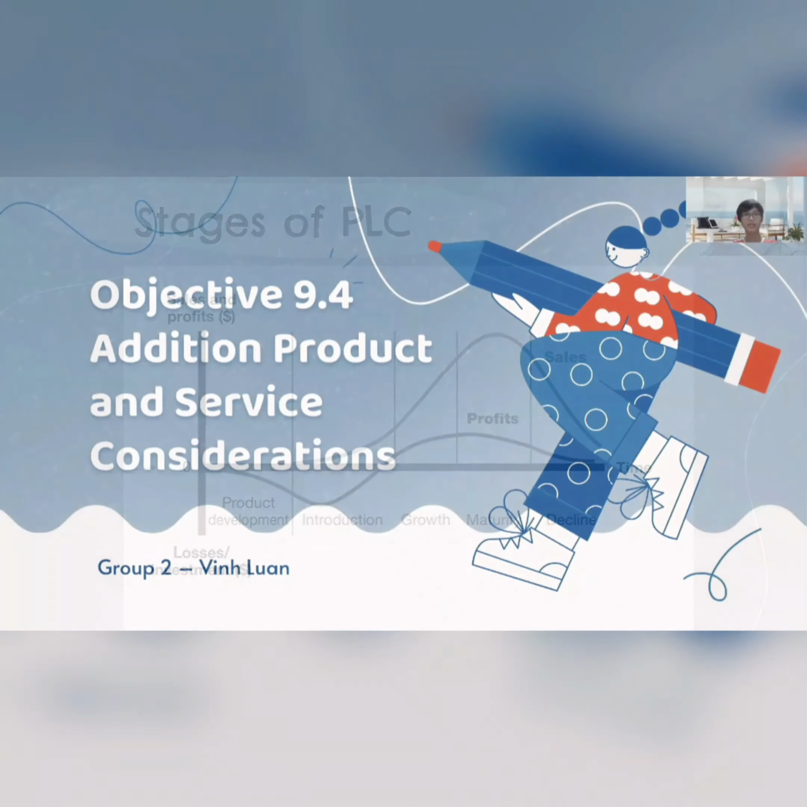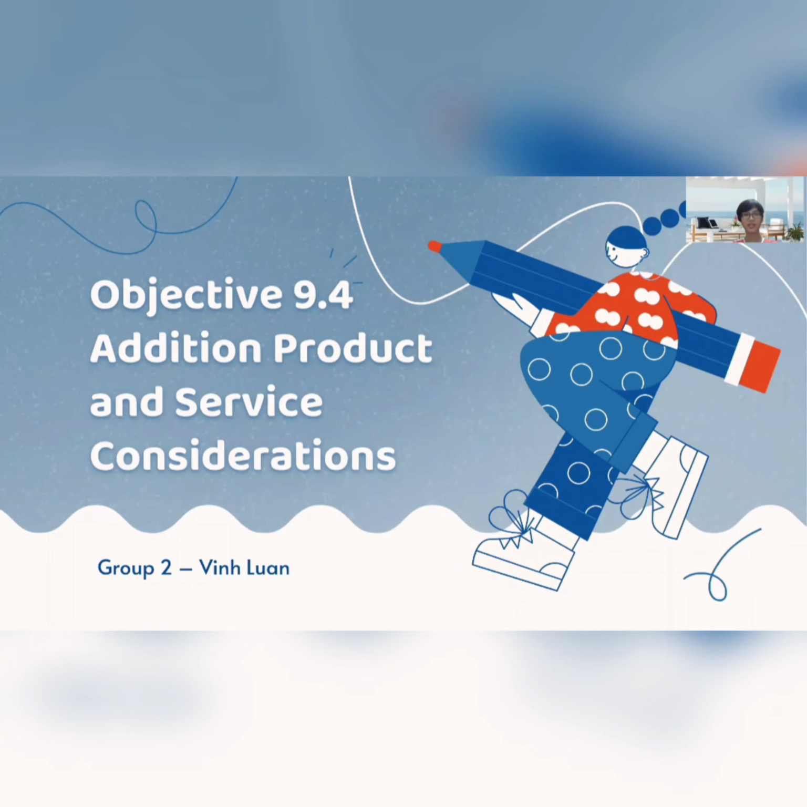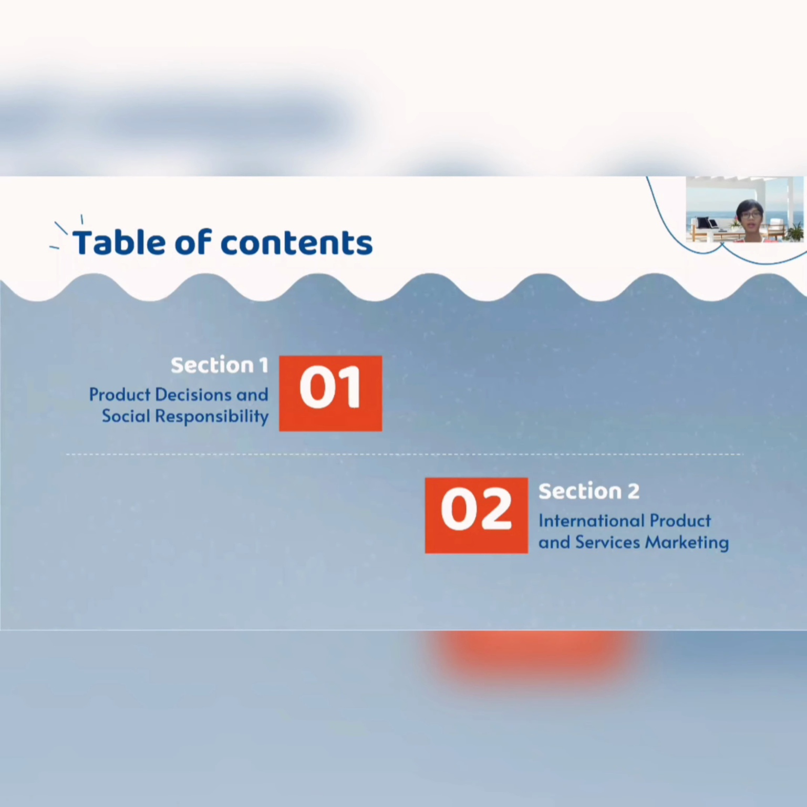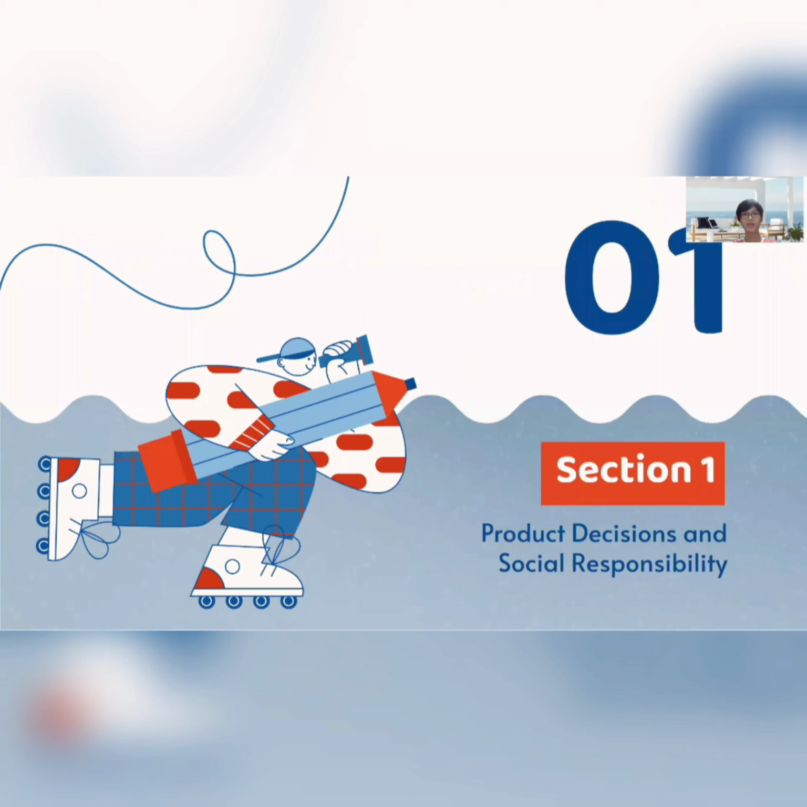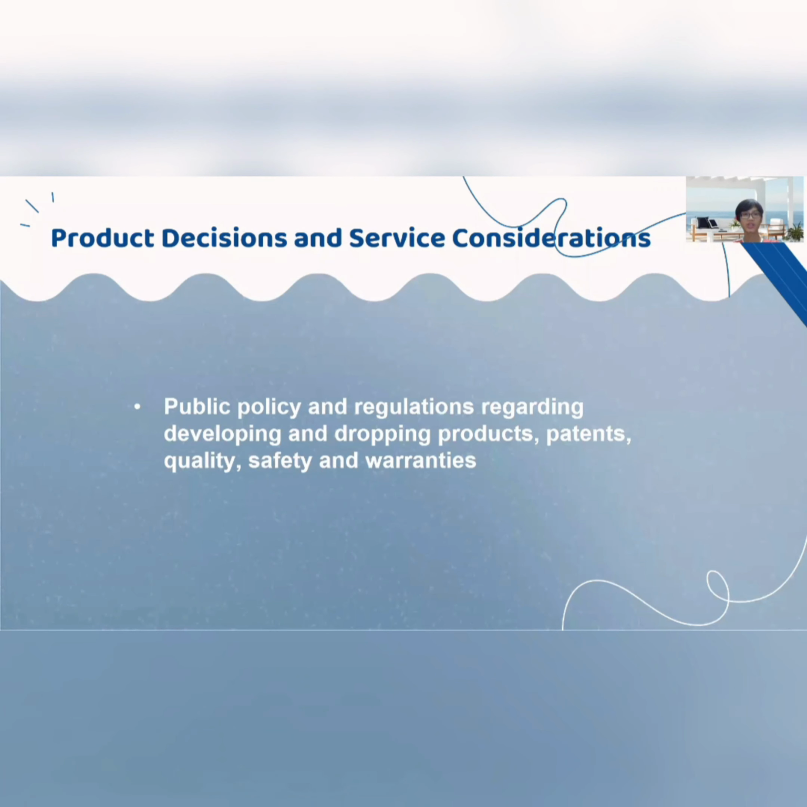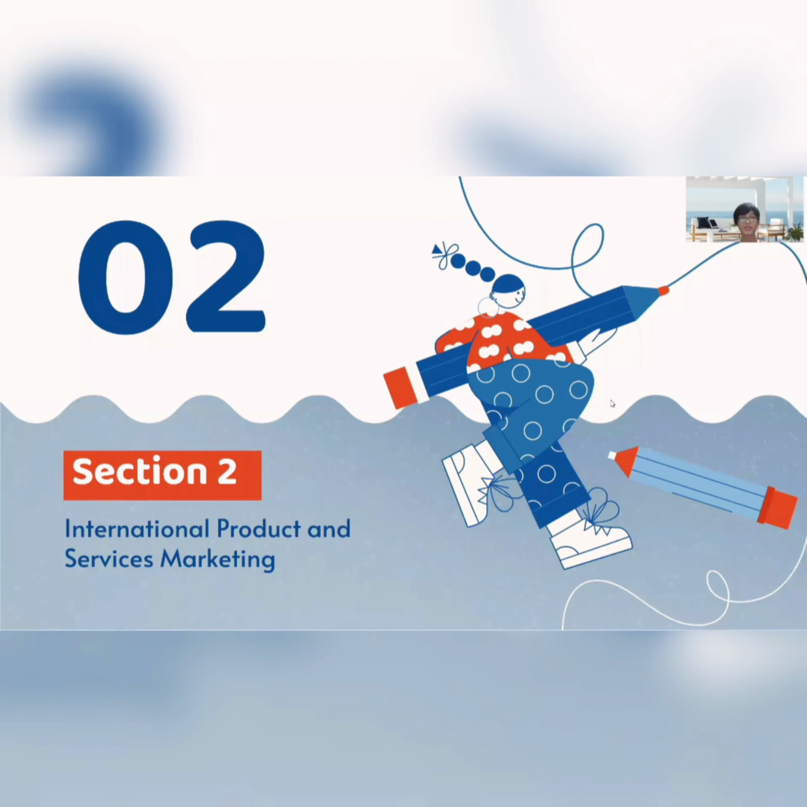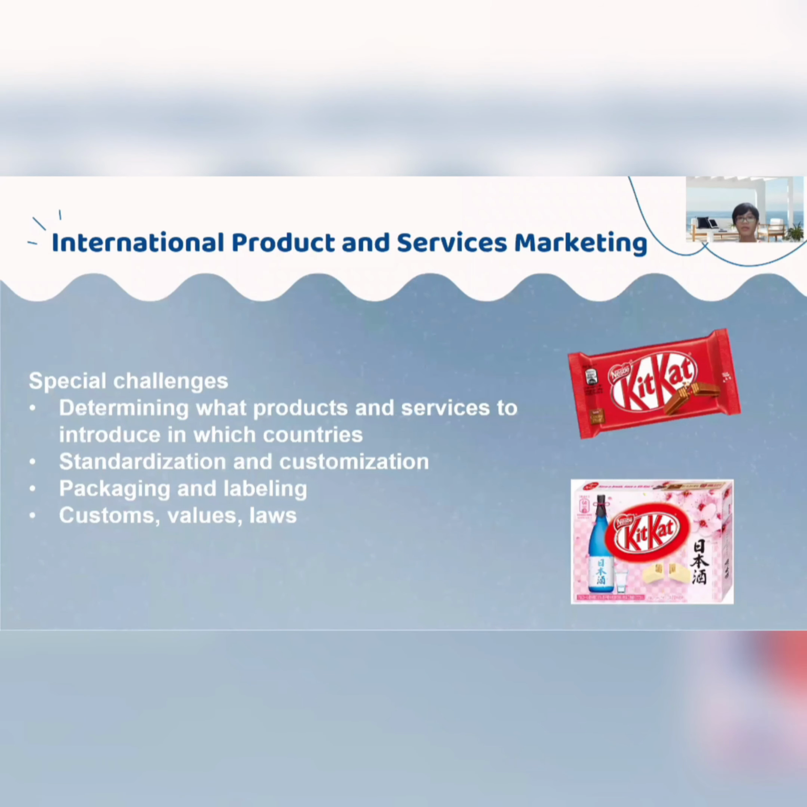The last objective is about additional product and service considerations. In this objective, we'll learn about two sections. Moving to section 1, about product decisions and social responsibilities. Marketers should carefully consider public policies and regulations regarding developing or dropping products, patents, quality, safety, and warranties. Section 2 is about international product and service marketing. International product and service marketers face special challenges.